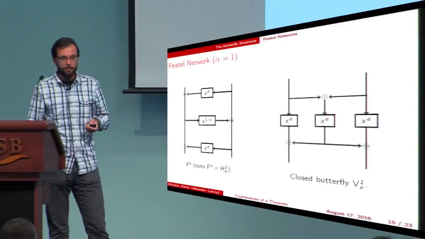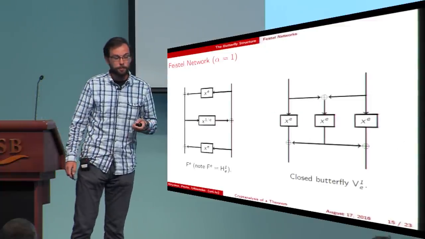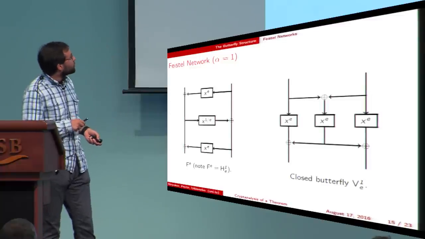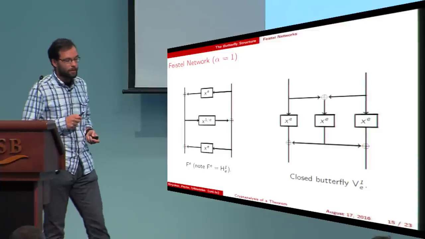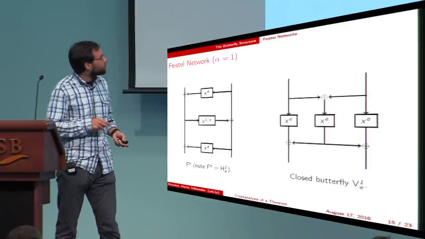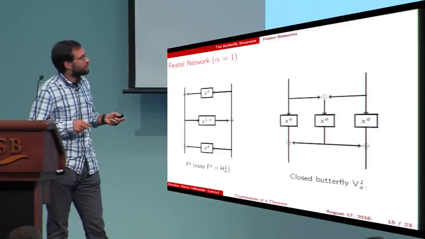And interesting things happen when we put alpha equal to 1. The open butterfly actually becomes functionally equivalent to a 3-round Feistel network. And the closed butterfly becomes equivalent to this Lai-Massey-like structure.